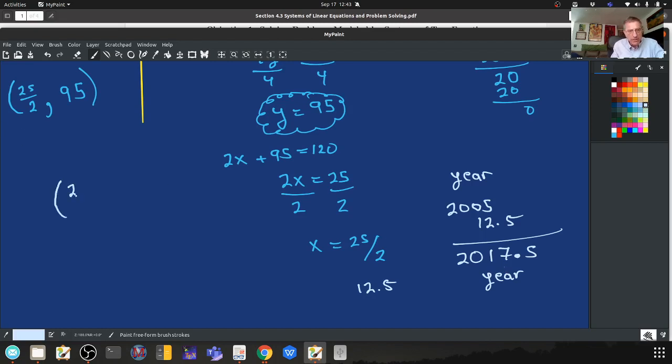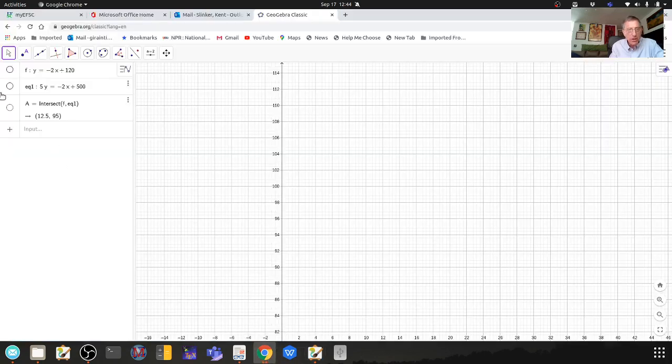If MyMathLab gives you this problem, you will have to look and see what they want for your ordered pair. Whether they just want the number of years since 2005, or they actually want the actual year, in which case you have to add. It's easier just to convert 25 divided by 2 into a decimal and add it to 2000. So let's actually take a look at that using GeoGebra. So here I have my first equation.